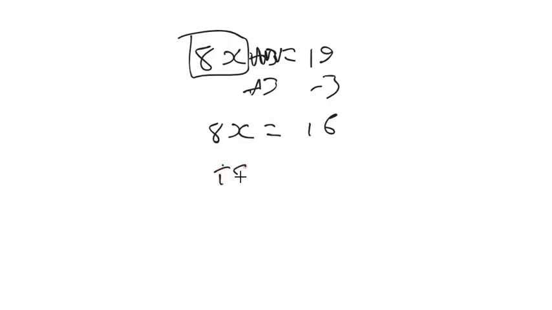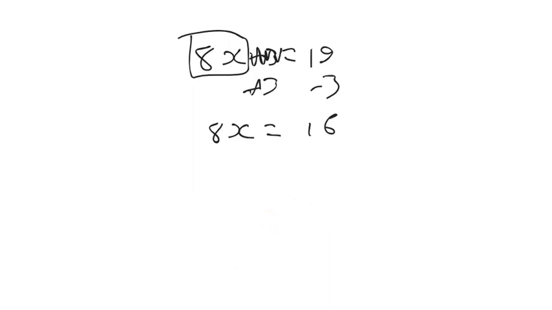Get rid of the 8. It's 8 times x, remember? So we divide by 8. Divide both sides by 8. 8x divided by 8 is just x. 16 divided by 8 is 2. x is 2.